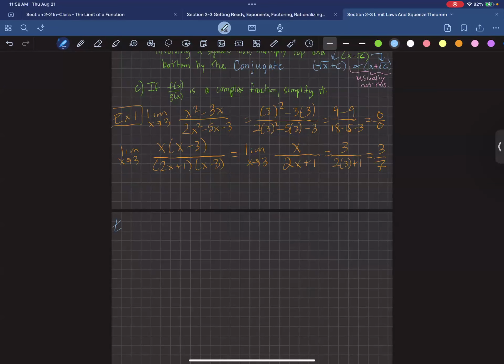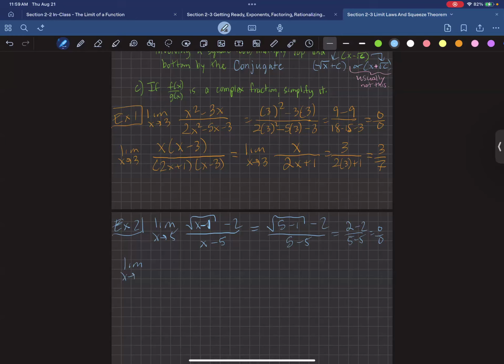Next one. This will be one with a root in it. Limit as x approaches 5 of square root of x minus 1 minus 2 over x minus 5. If I try plugging in 5, I get 5 minus 1 in the radical minus 2 over 5 minus 5. This is 2 minus 2 over 5 minus 5, which is 0 over 0.